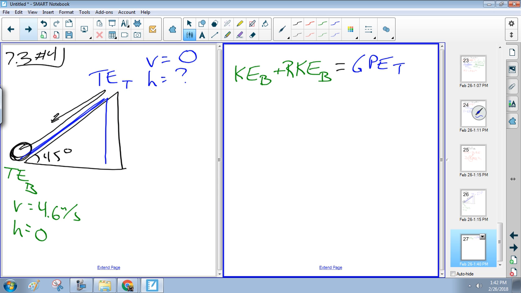All right, so let's plug in our numbers. It didn't give you the mass of the ball, which I know is frustrating. If I don't give you the mass, it doesn't matter, so it cancels. Okay? So let's see. Kinetic energy at the bottom. Well, that's 1/2 the mass times the velocity squared, right?